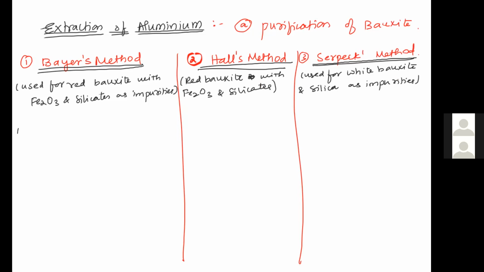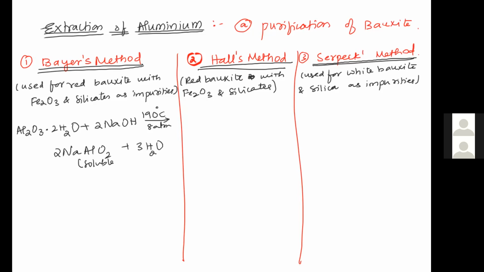Okay, so it is Al2O3.2H2O plus you're reacting this with sodium hydroxide at 190 degrees Celsius and 8 atmospheres. We have 2NaAlO2, which is a soluble product with water. And whatever Fe2O3 is insoluble, so it is separated as red mud by filtration.